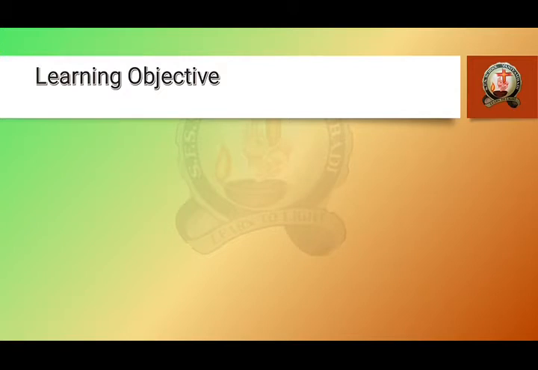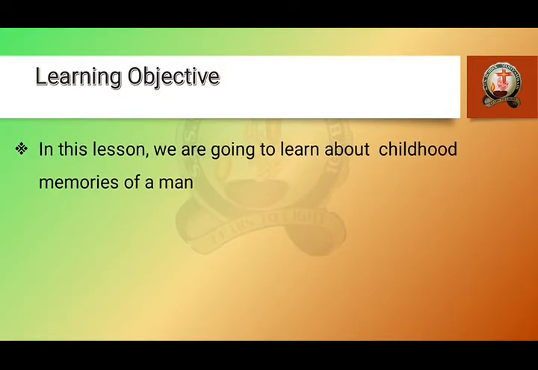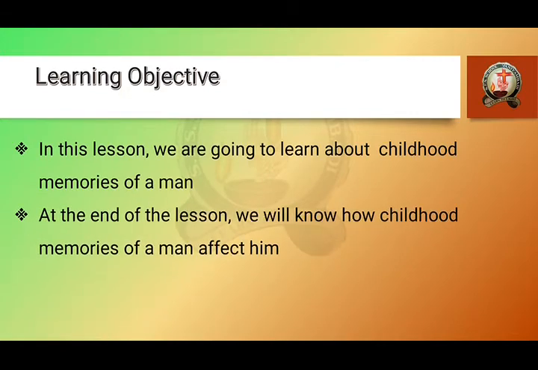And here comes the learning objective. The first thing is how a childhood memory happens to a man. What are all the childhood memories of you guys? Where did you study in your first standard? Who is your friend? Which school did you study in? Or where did you live? Who are your neighbors? And how did you play with your neighborhood friends? Everything. Okay? And at the end of the lesson, we'll know how childhood memories of a man affect him. So these childhood memories are very beautiful memories. Why? Because we always play and we always have fun, and these happy moments stay in our mind always as beautiful memories.